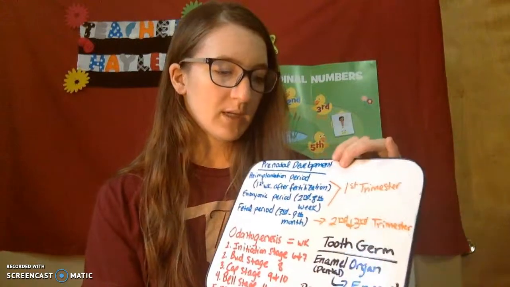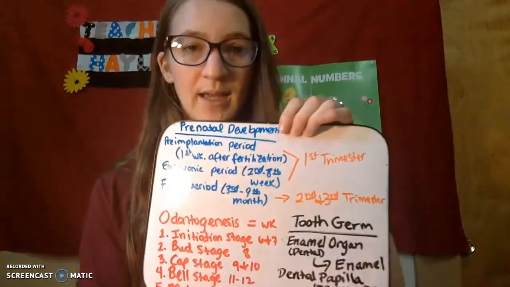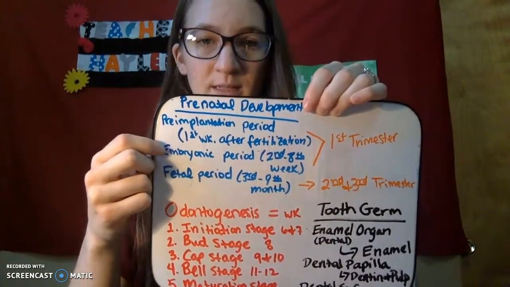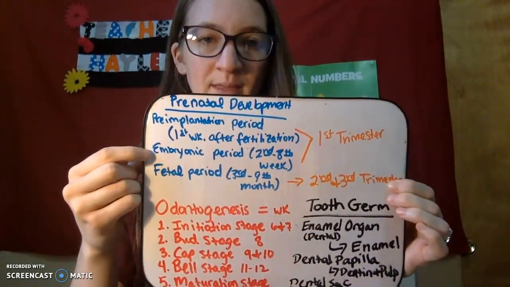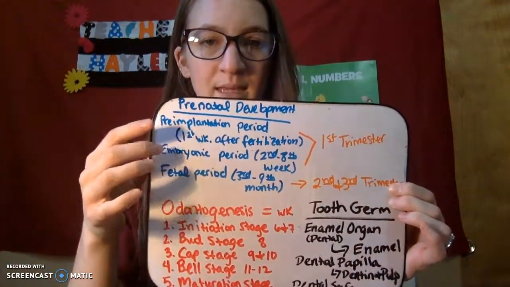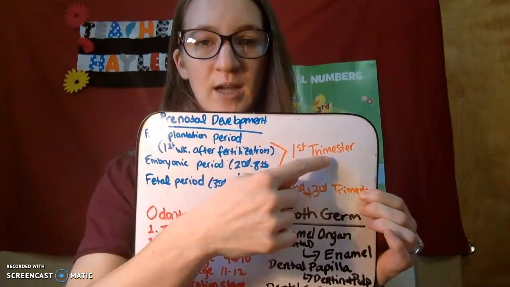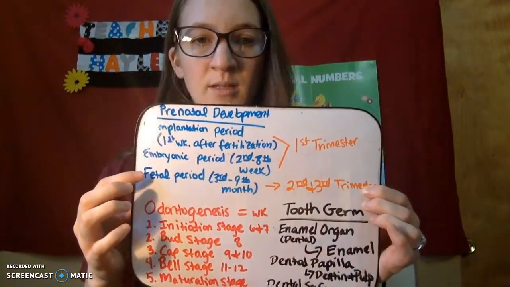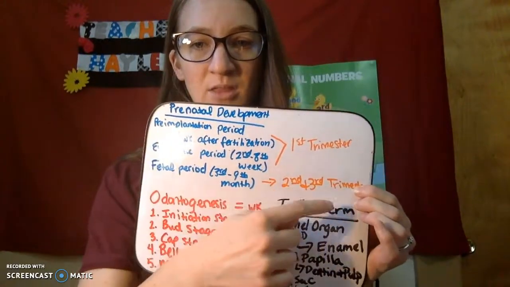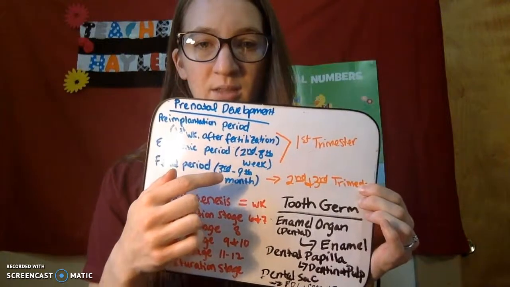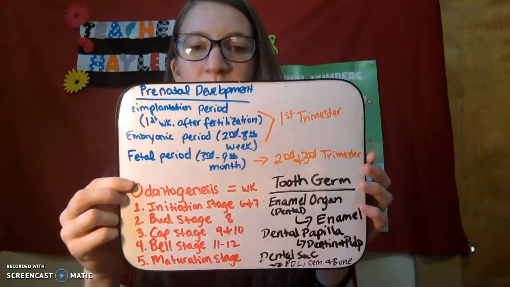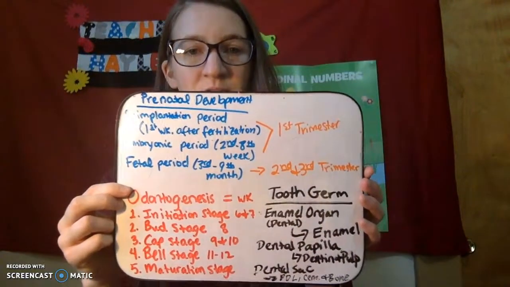So we'll start with the prenatal development. First, we have the pre-implantation period, which is the first week after fertilization. Then we have the embryonic period. It's the 2nd to 8th week. And these two make up the first trimester. Then we go to the fetal period, and it includes the 2nd and 3rd trimester, and it's from the 3rd to 9th week. So pretty straightforward. Pretty basic, easy to memorize.